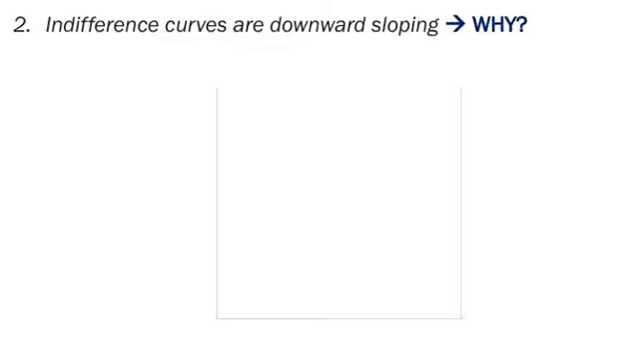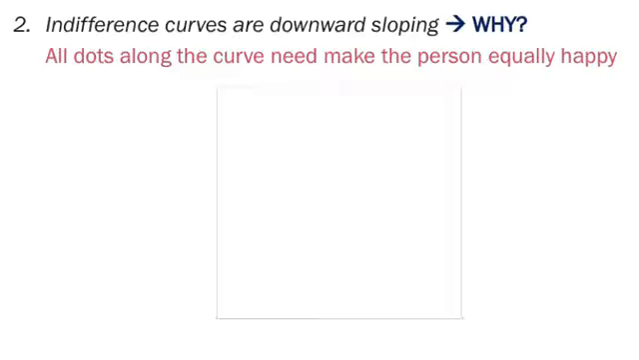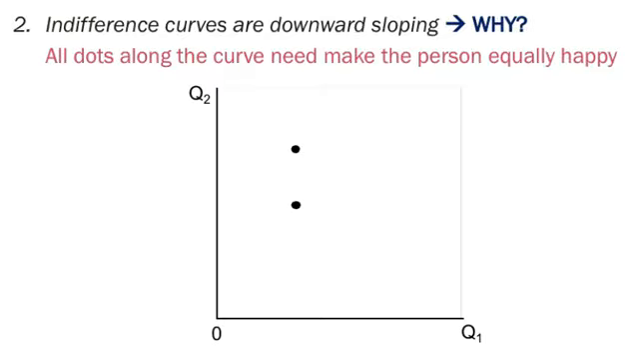All right, property number 2, we said that indifference curves are downward sloping. Why is this true? Okay, the reason this is true, again, is because all dots along the indifference curve need to make a person equally happy. So consider 2 dots that are stacked right on top of each other. The top dot is going to make a person happier relative to the bottom dot because the top dot gives you more of the good on the vertical axis, but the same amount of the good on the horizontal axis.